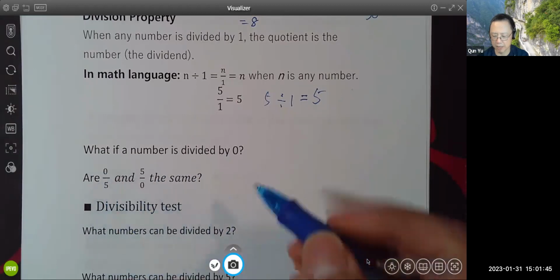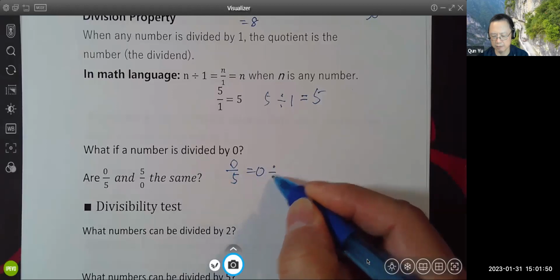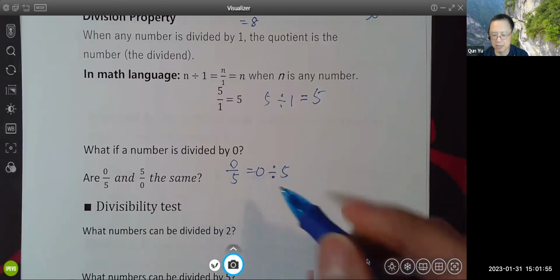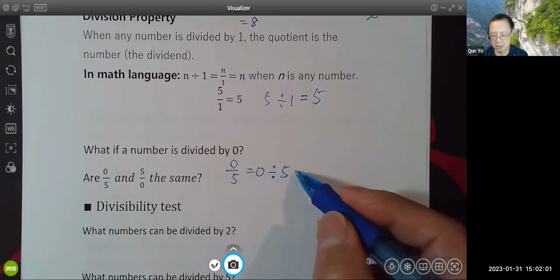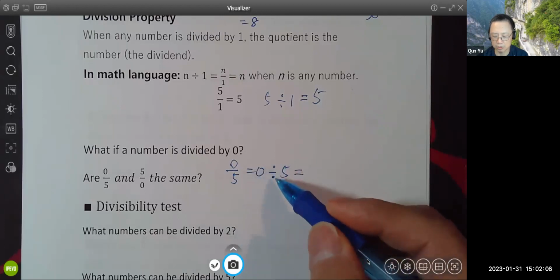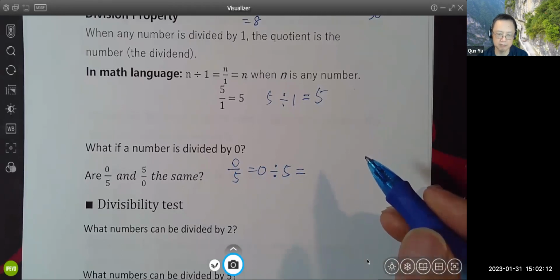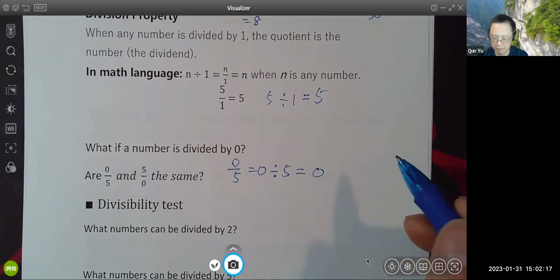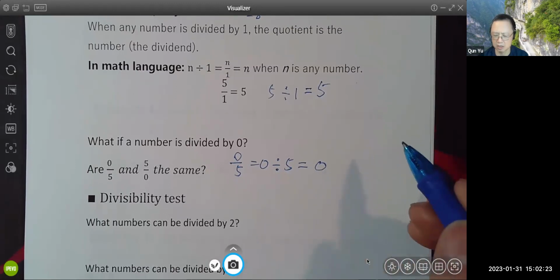So 0 divided by 5, let's look at that one first. Again, this means 0 divided by 5. Remember the meaning of division: if we divide 0 into 5 equal parts, how much is 1 part? That's one of the meanings of division, right? So 0 divided into 5 equal parts, what is the amount of 1 part? It is still 0. No matter how many parts you divide 0 into, you still get 0, right? So this one actually makes sense. We have an answer. 0 divided by 5 is 0.